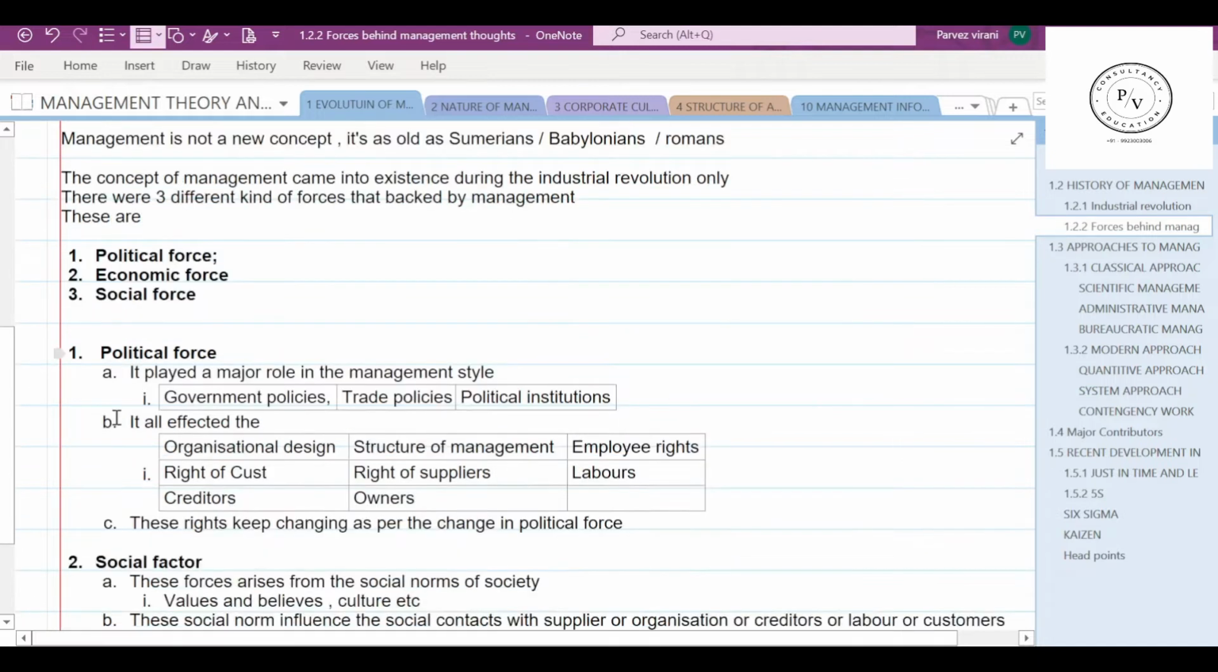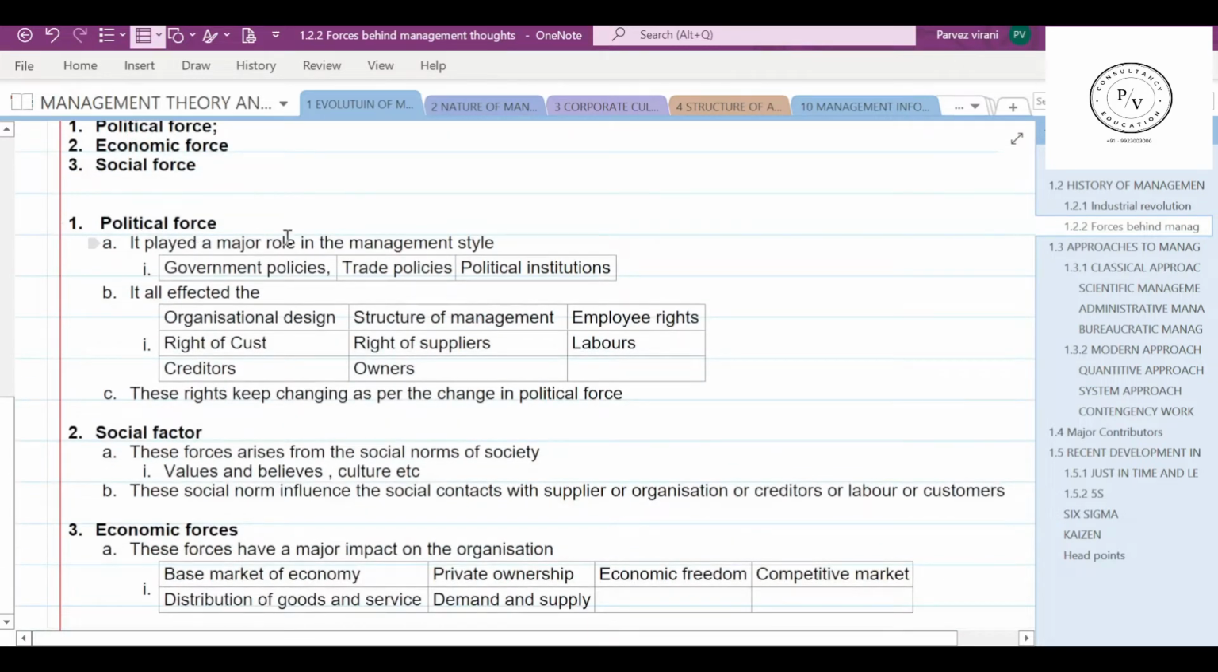Now, political force. What is it? It plays a major role in management style. It includes government policies, trading policies, and political institutions.